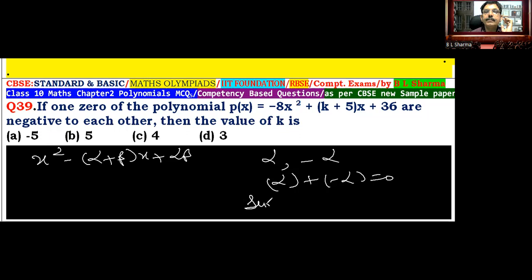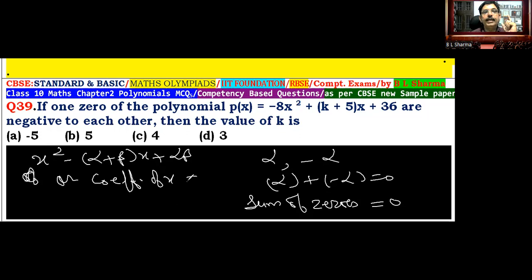It means the sum of zeros in this case should be equal to 0. If one zero is the negative of the other of a quadratic polynomial, then the coefficient of x should be equal to 0. Or we can say the coefficient of x should be equal to 0. But here the coefficient of x is k plus 5.